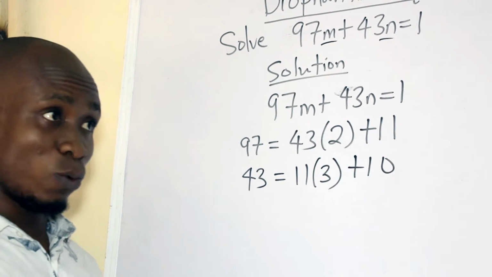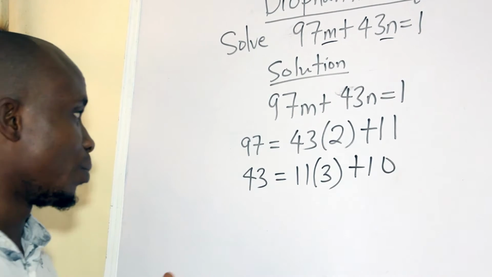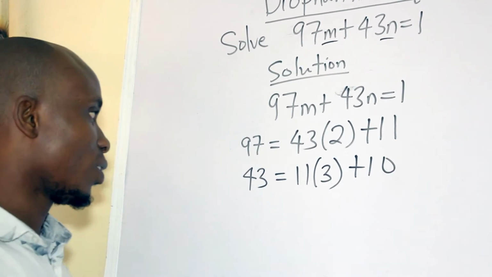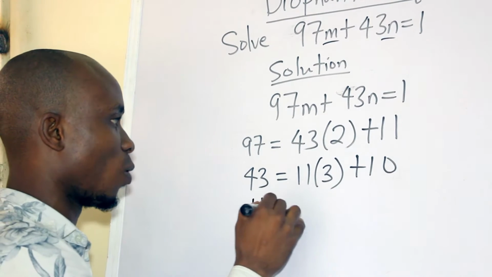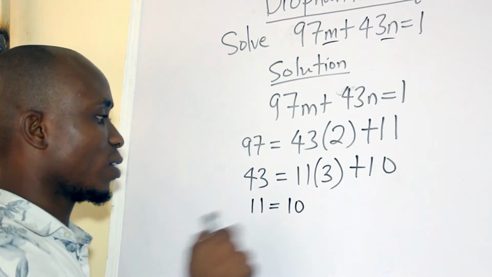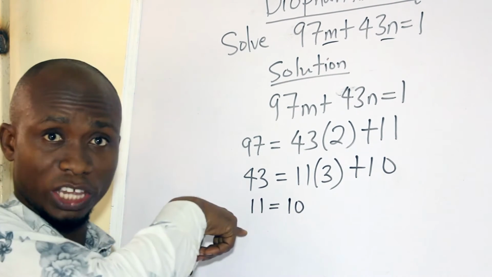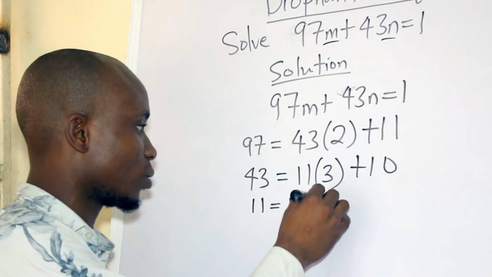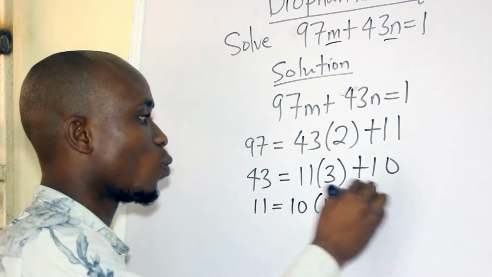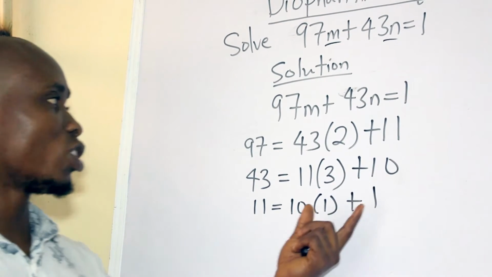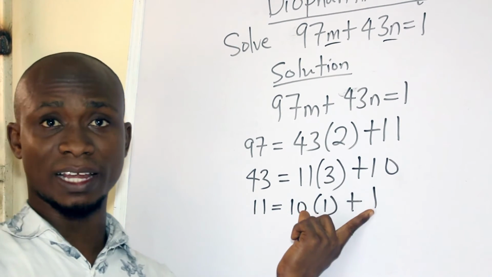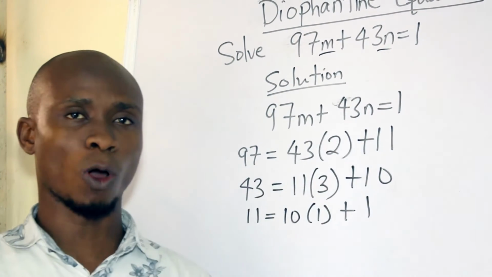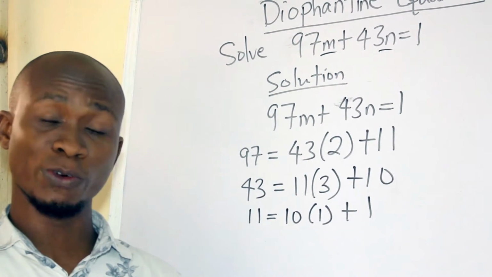So this is where we are. Now, we're still going to perform the Euclidean algorithm on the numbers 11 and 10. So this becomes 11 equals 10. 10 will go into 11 once, or 11 divided by 10 is once, and the remainder is 1. So once we get the remainder, which corresponds to the greatest common divisor, we stop our Euclidean algorithm.